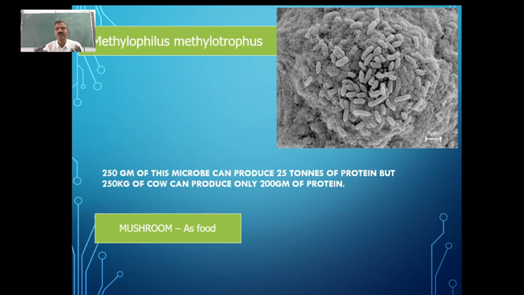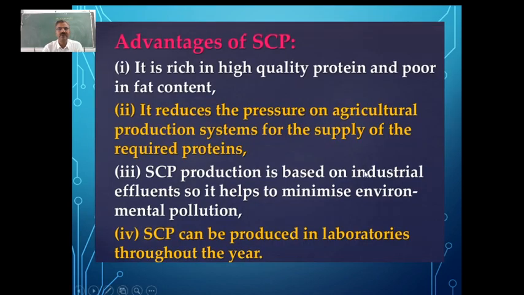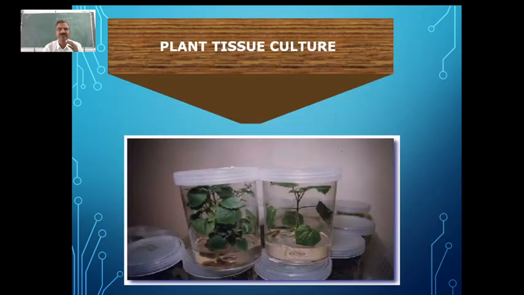And mushroom, we have been using it as a food, where this mushroom, which comes under fungi, is grown on dead and decaying matter. In all these cases, dead and waste organic matter can be used for getting the products here. Then we have the advantages. It is rich in proteins and has very little fat content, and it reduces pressure on agricultural production. Especially, we can do it in laboratories also, and we are making use of the waste in this case.